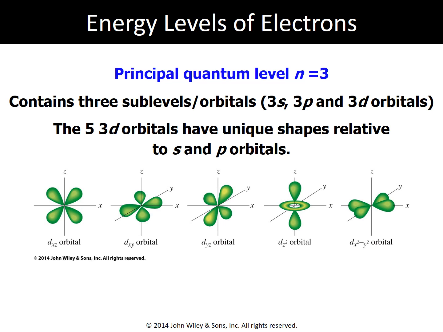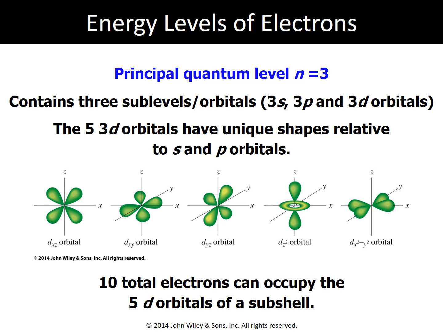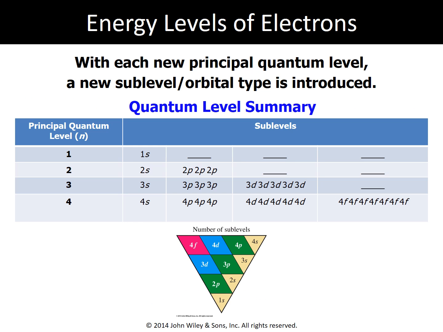And d, again, looking at how they are structured in 3 dimensions, we have 5 different types of orbitals, so that's going to give us another 10 electrons, as 2 can occupy each orbital. So this chart actually shows you how many spots we might be able to find electrons.